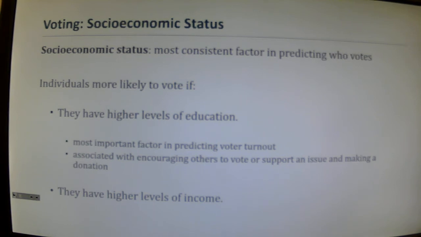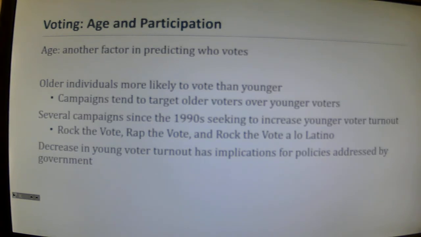So socioeconomic status, again, the higher your level of income, the more likely you are to vote. The higher your level of education, the more likely you are to vote as well. I would hope, because as you get smarter in life, you realize that voting is wildly important, okay?